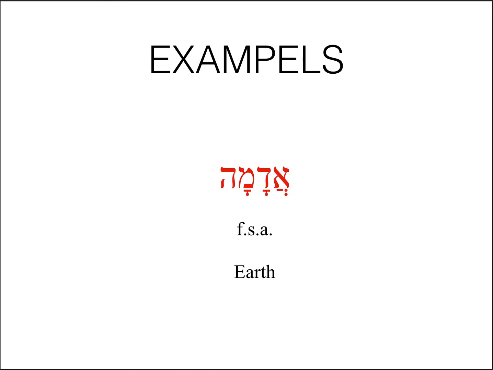Adama, we have the a at the end. That is a feminine sound, so therefore this is a feminine word. It is in singular and it is in absolute. Earth, ground, land. Chatat, the short t, the abrupt stop. This is a feminine sound and it is in singular, so it is feminine singular, absolute. This word means sin. And finally, artzot, we have the ot at the end. That is the feminine plural sound. So ot, feminine plural, absolute, lands.